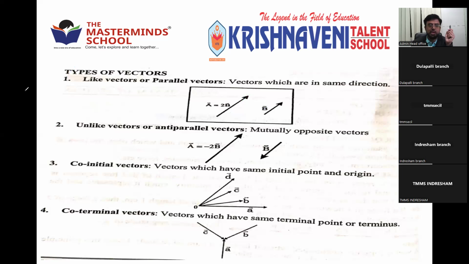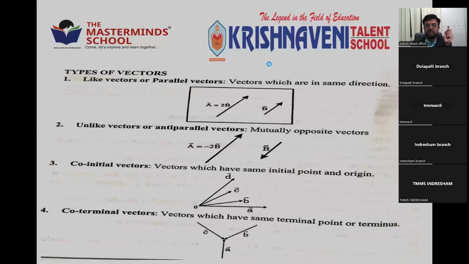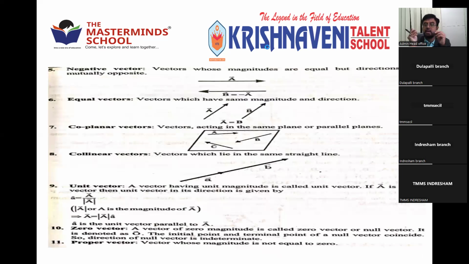After knowing about these four vectors, next comes the negative vector. So what is negative? The negative possibility is there in vectors. It is not possible in scalars. Why? Because scalars have no direction. In vectors, when they travel in opposite directions, they have the same magnitude, but the direction is different.